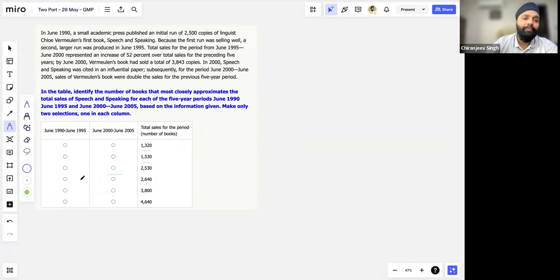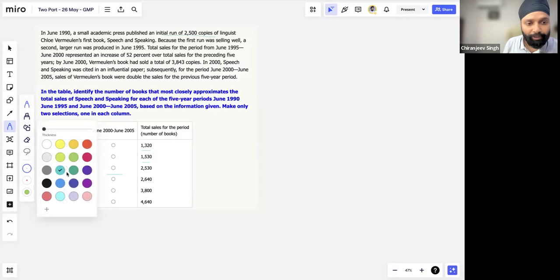I'll share with you how I'm reading it, and then you can share how that was different from the way you consumed it. Okay. So it says in June 1990, a specific month in 1990, this press published an initial run of 2,500 copies. Let me change the pen color.